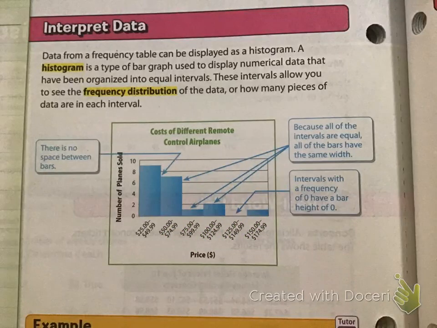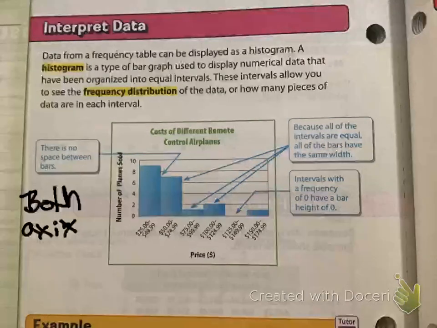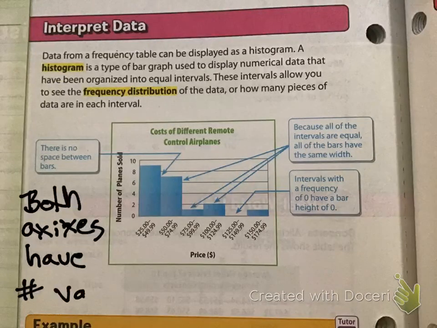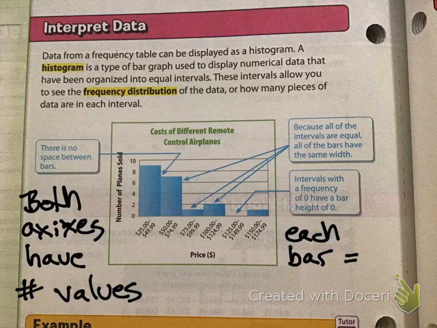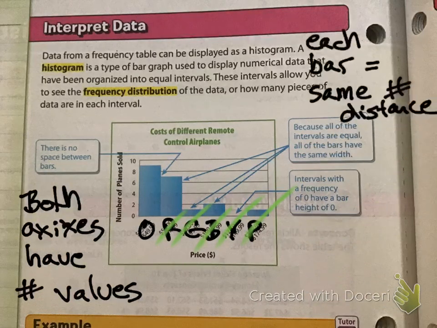So the two rules are, both axes have numerical values. Each bar equals the same numerical distance. So those are really the two rules for your histograms. Each bar is the same numerical distance from one another.